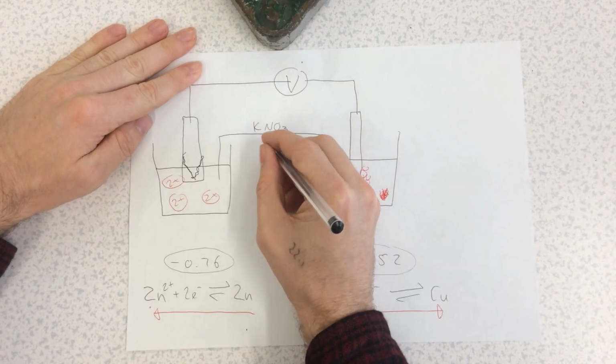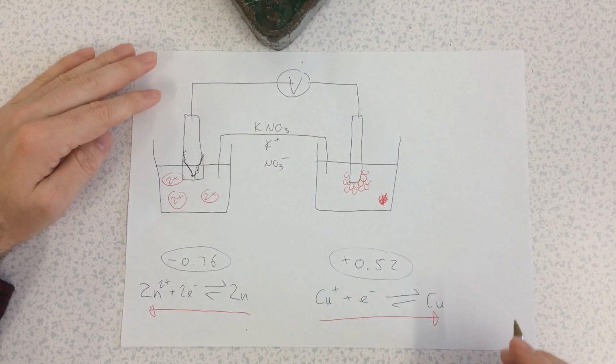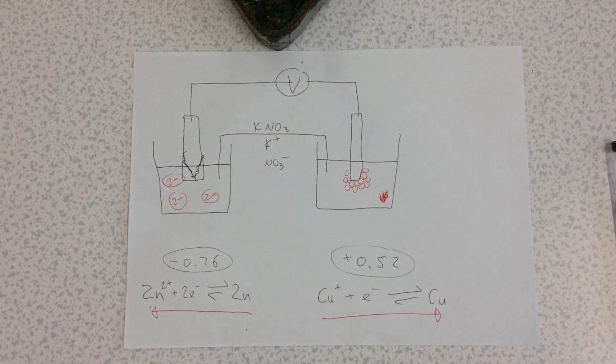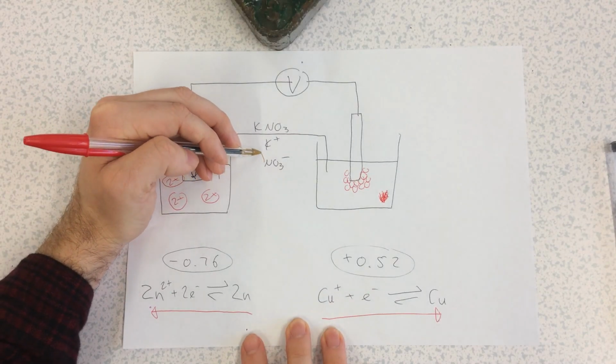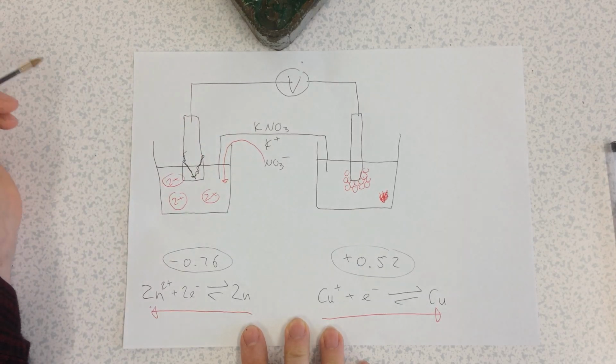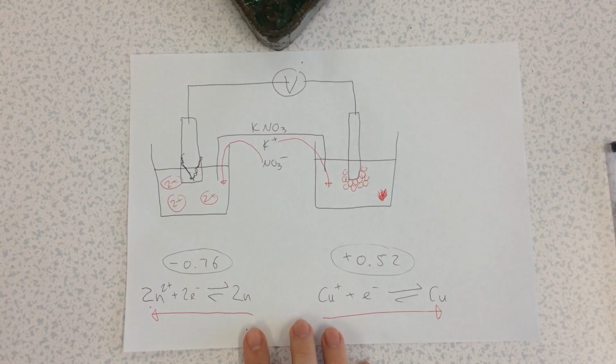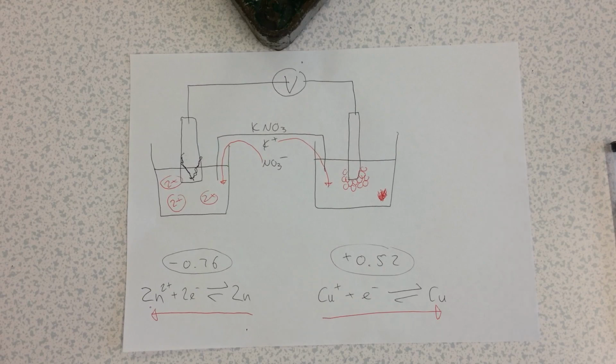So we've got potassium nitrate that can split up into K+ and NO3-. There are other salts you can use. This is just a good example of one. Then what happens is your negative nitrates go into the solution that was becoming too positive and balance out the charge. And your positive potassiums go into the solution that was becoming too negative and again balance out the charge. So the second job of the salt bridge is to balance the charges of the solutions.